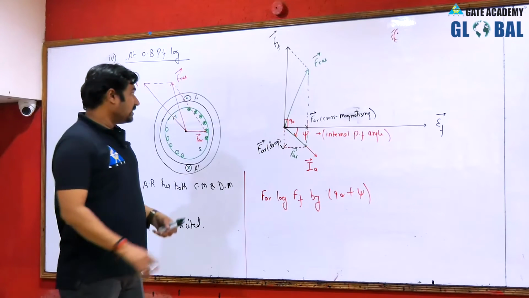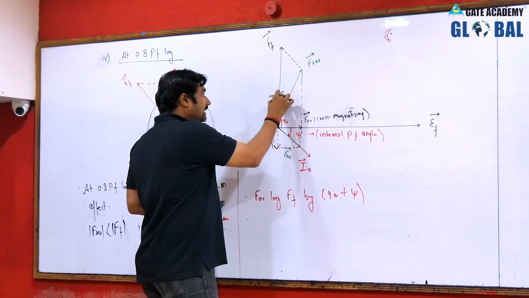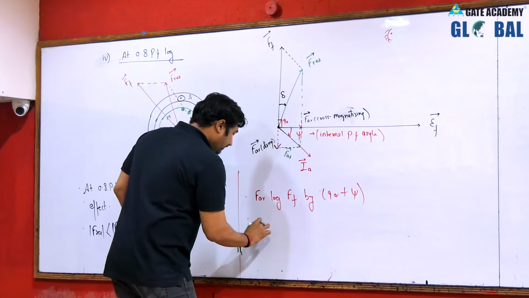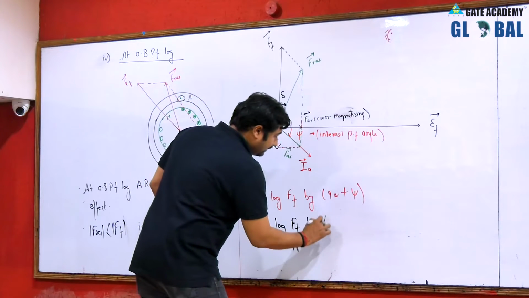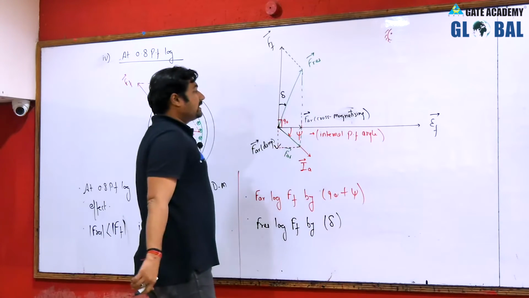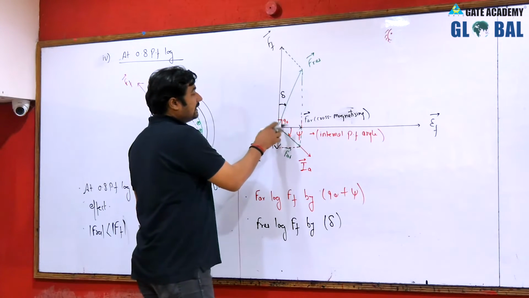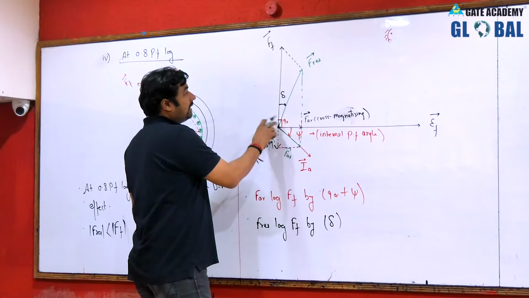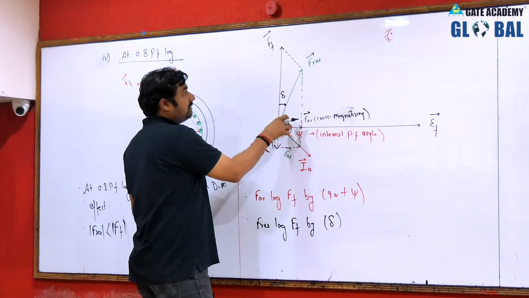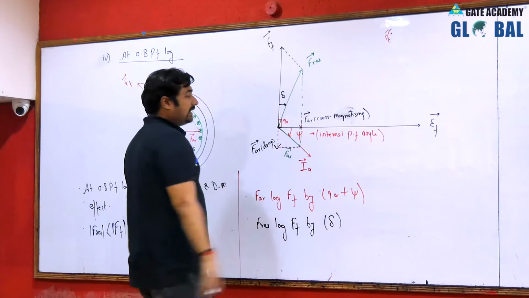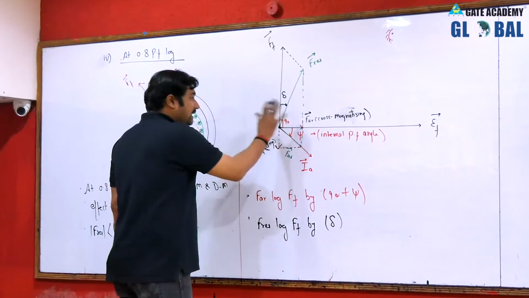Is it okay? You can say, sir, what is the load angle delta? So load angle delta is this. F resultant lags FF by an angle delta. Also the angle between F resultant and EF is 90 minus delta. Is it okay? Now keep all these angles in your mind.